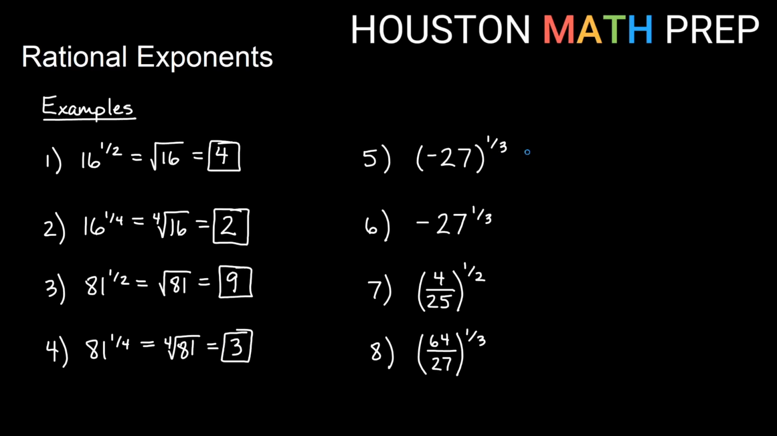So over here, now I have some negative numbers, right? I have negative 27 to the 1/3. That's like saying the cube root of negative 27. Well, in order to get a negative from 3 copies, I'm going to need a negative times a negative times a negative, right?